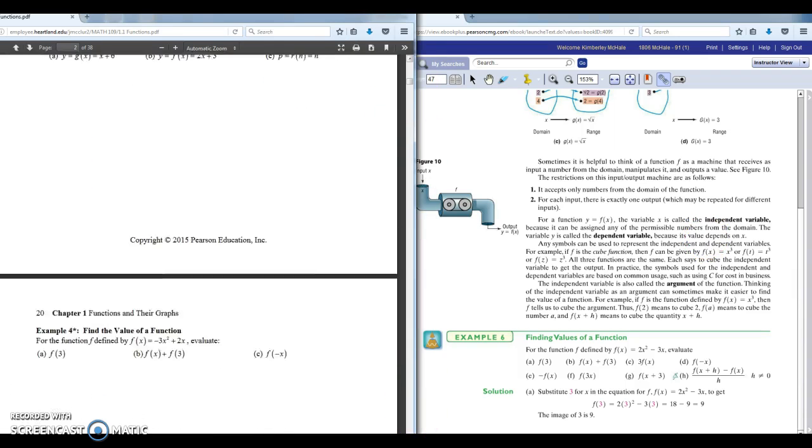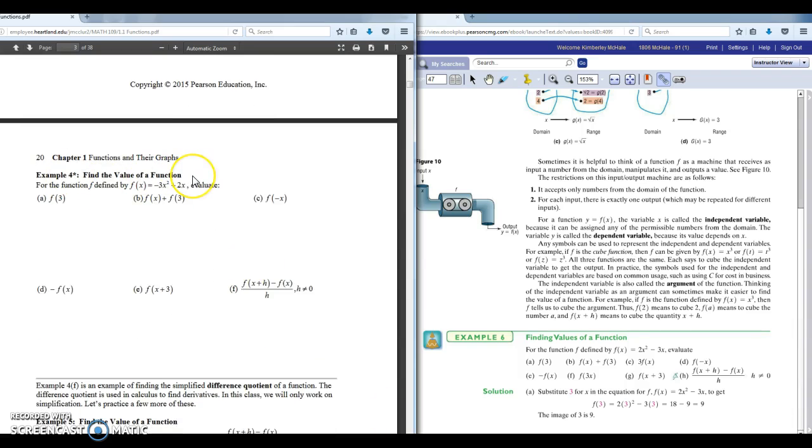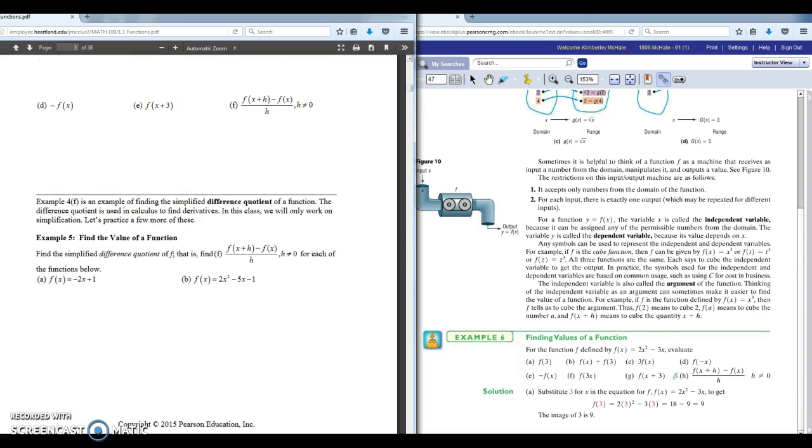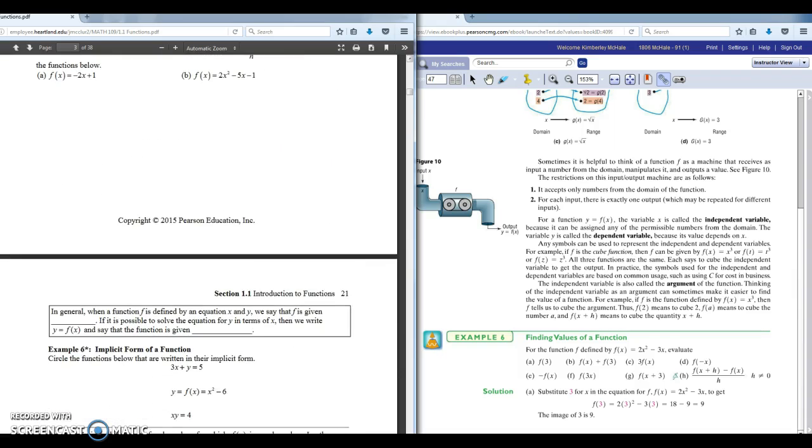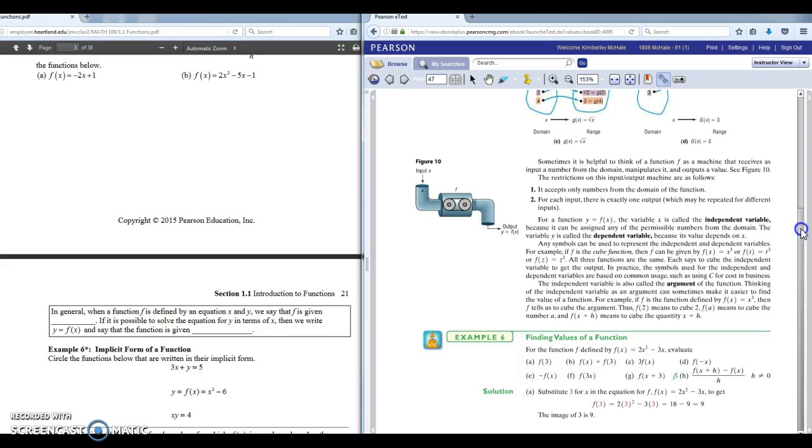I'm going to go down now to example 4, which is find the value of a function. It actually corresponds pretty well to example 6. It has me find f of 3, f of x plus 3, f of negative x. Those are kind of the same questions, but I'm given a different function. Instead of 2x squared minus 3x, which is example 6, I'm given negative 3x squared plus 2x. So I do have to work a little bit hard to fill these out. I'm actually doing some work that I don't have the exact answer to when I fill out those guided notes.